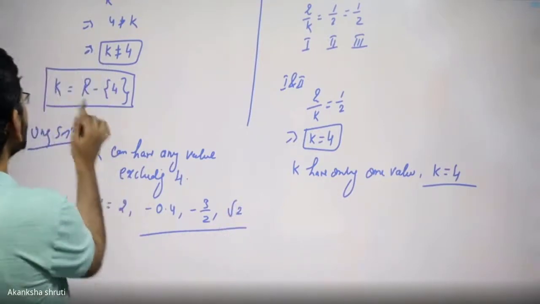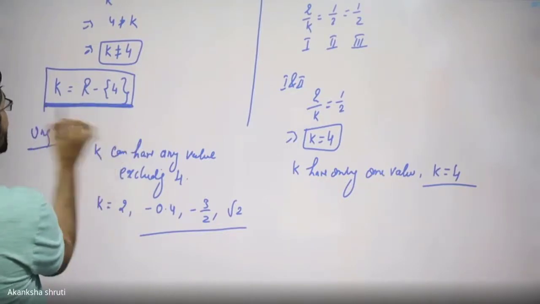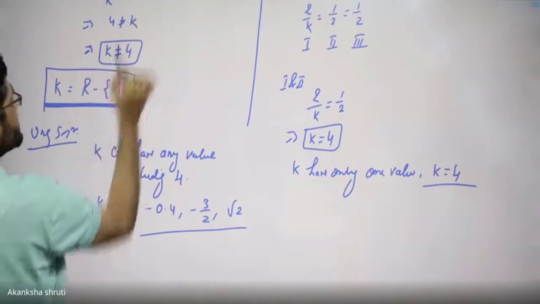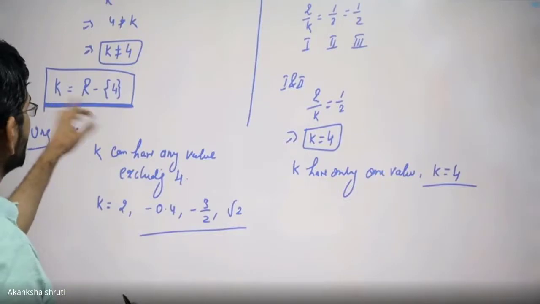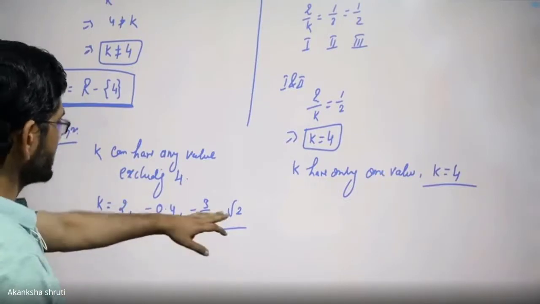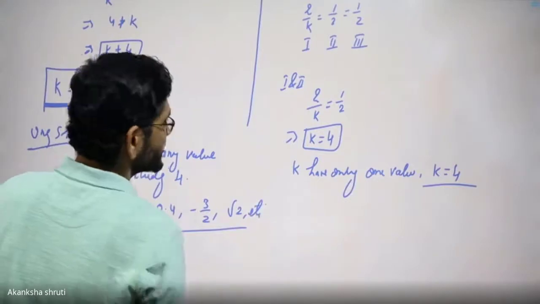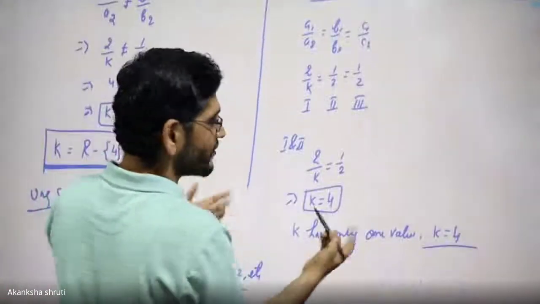Okay, it is this one. So that's why we are writing this as the set of real numbers minus 4. Only 4 has to be removed from this set of real numbers. We can get the value of k. Just here a few we have taken. You may take any one. Okay, students. But for infinitely many solutions, it shall have only one value.